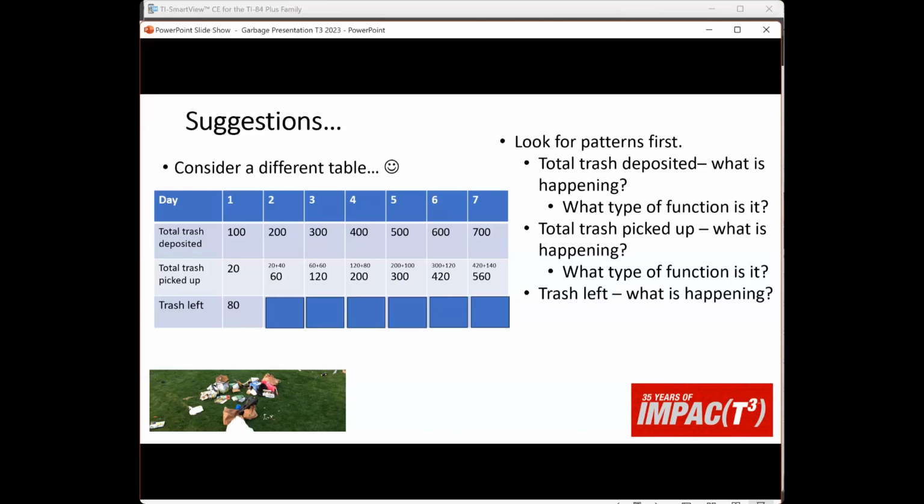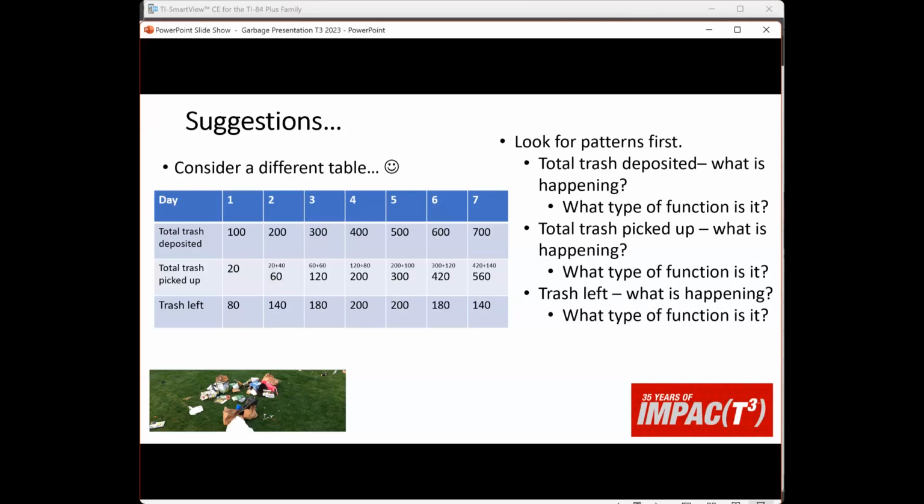But let's see. The trash left is going to be 100 minus 20, which is 80. Then 200 minus 60, which is 140. 300 minus 120, which is 180. 400 minus 200, which is 200, 500 minus 300, which is 200. We're getting the same amount of trash left that we did earlier. So this is just another way to look at our function, or our problem, I should say.